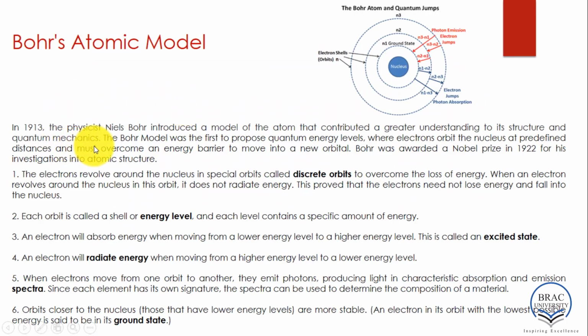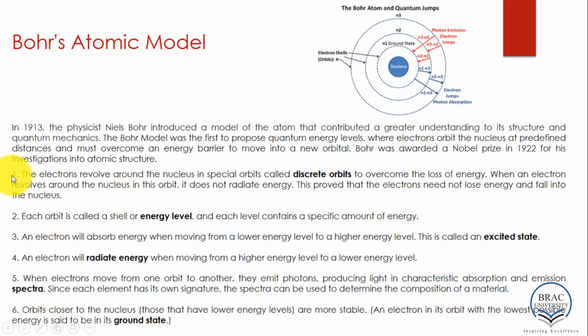In 1913, Niels Bohr introduced a model of the atom that contributed a greater understanding to its structure and quantum mechanics. And this model gave Niels Bohr a Nobel Prize in 1922. Let's see the postulates of this atomic model.